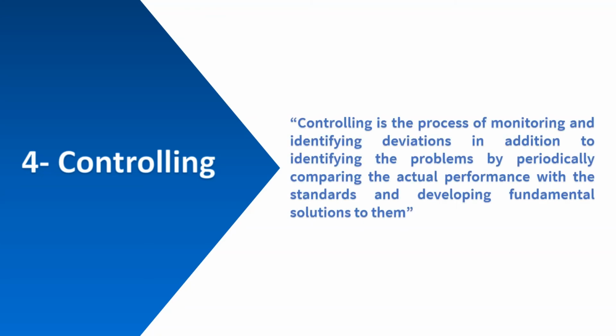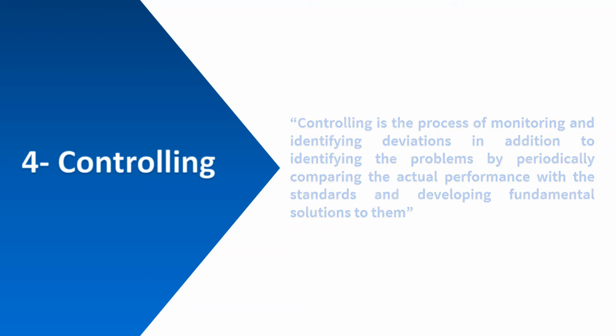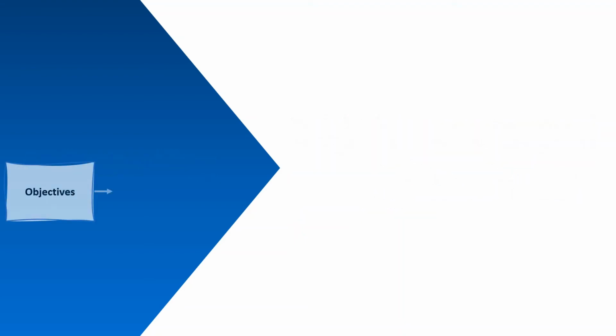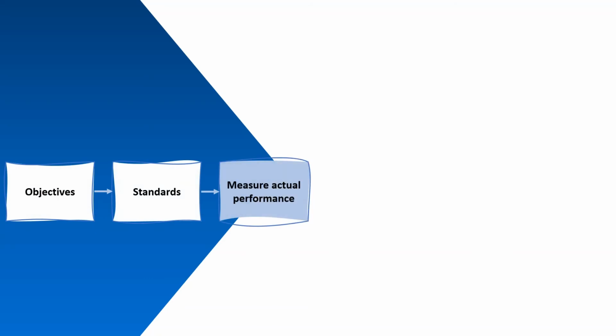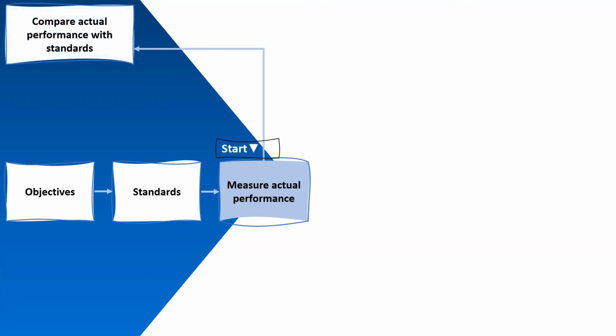Controlling is the process of monitoring and identifying deviations in addition to identifying the problems by periodically comparing the actual performance with the standards and developing fundamental solutions to them. The controlling process can be effective by reviewing the organization's objectives and the standards of performance. However, the actual process starts with measuring the actual performance and comparing it with standards.